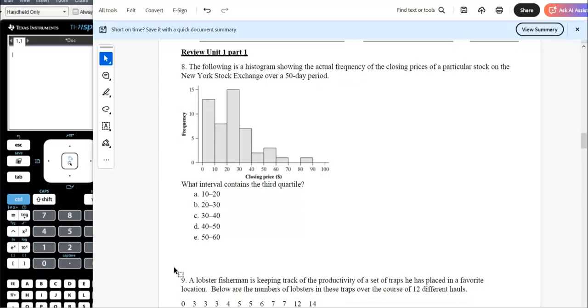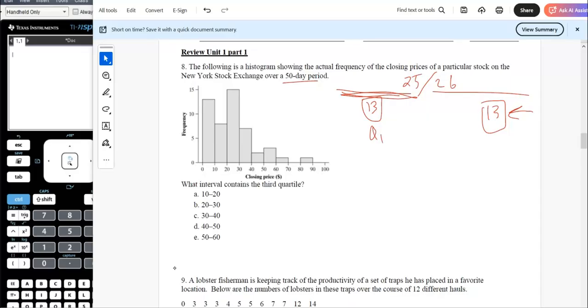The following is a histogram showing the actual frequency of closing prices of a particular stock on the New York Stock Exchange over a 50-day period. So what interval contains the third quartile? Oh man, so 50 days. So the 25th and 26th are in the middle, right? So there are all these numbers to the left and right of that, 25 to each side. So if there's 25 to the left of this, we want the 13th piece. That's Q1. So I guess the 13th piece from the right is going to be Q3.